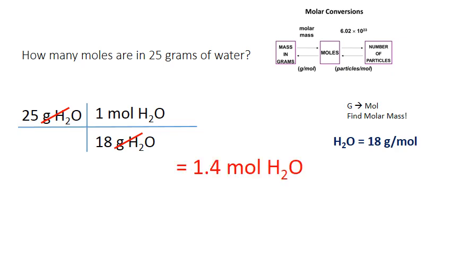We started with 2 sig figs, so we're going to round to 2 sig figs. We should have about 1.4 moles of water if we have 25 grams of water. Okay, so that's how we're going to use our little island diagram. And if it helps you, write out that little island diagram right there. It's just some squares. You can do that.